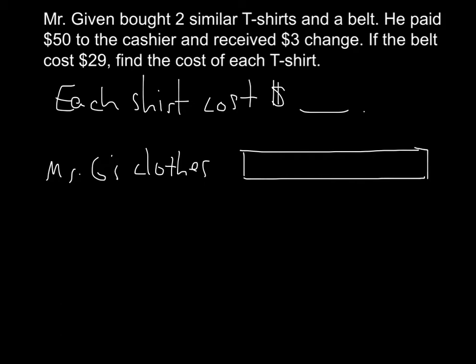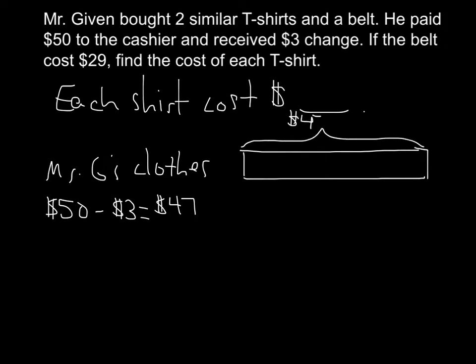And then one of the first things we recognize is that we can pretty quickly find out the cost. I don't think we need to put the $50 he paid and the $3 he received on here. We understand how change works, and we know that if Mr. Given paid with $50 and got back $3, then the clothes must cost $47. It's 50 minus 3, and so I'm going to label that the entire bar stands for $47.